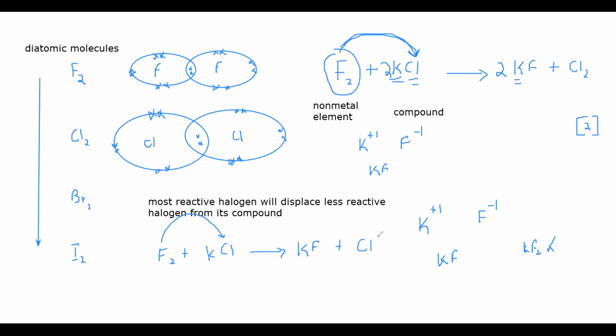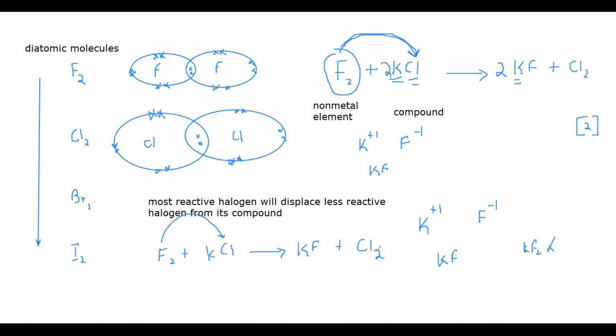But these are non-metals. Non-metals except group 8 do not exist as single atoms. So how will the chlorine element exist? Chlorine will exist as a molecule. This is the first thing, which is completing the equation. The first part. Is it clear? Yes. The second part is balancing the equation.